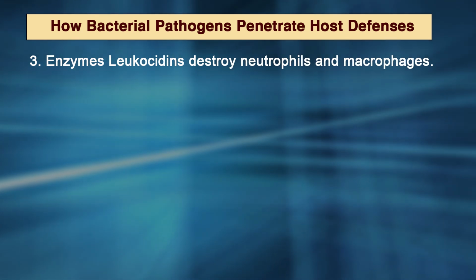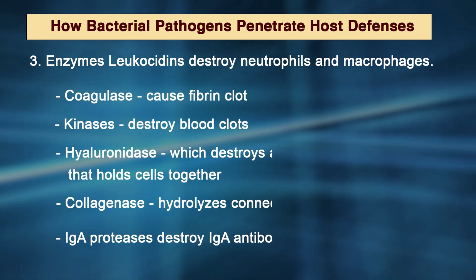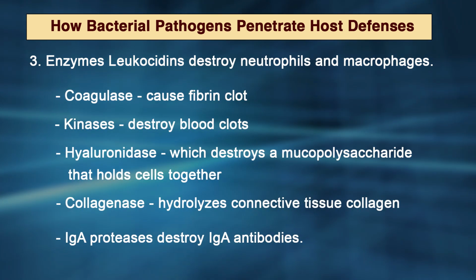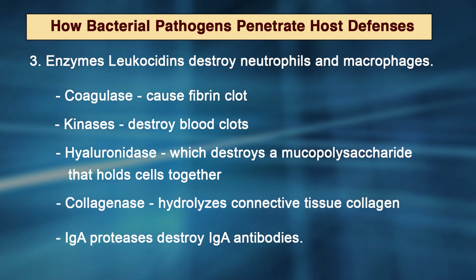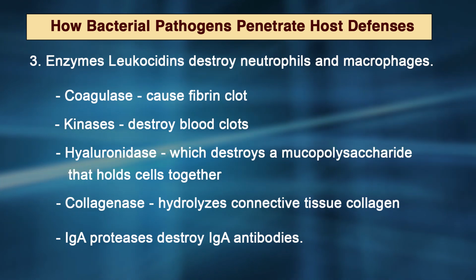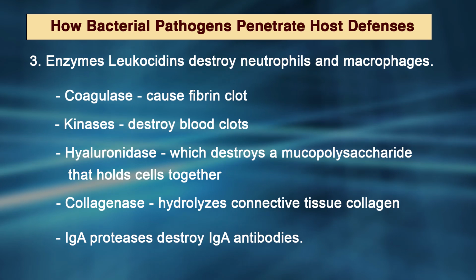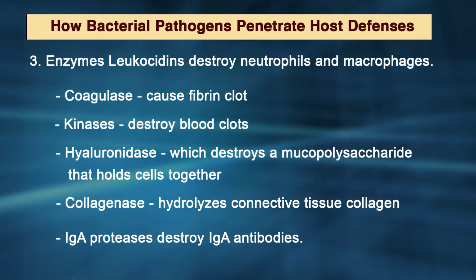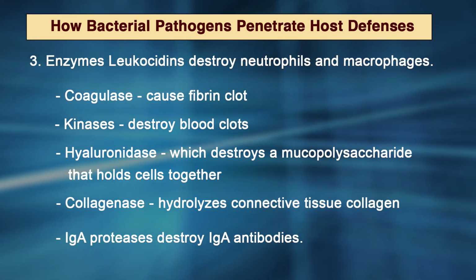Enzyme leukocidin destroys neutrophils and macrophages. Coagulase causes fibrin clots. Kinase destroys blood clots. Hyaluronidase destroys the mucopolysaccharide that holds cells together. Collagenase hydrolyzes connective tissue collagen. Immunoglobulin A proteases destroy immunoglobulin A antibody.